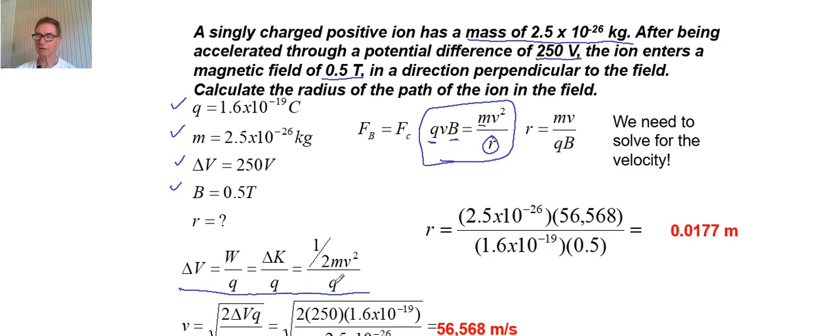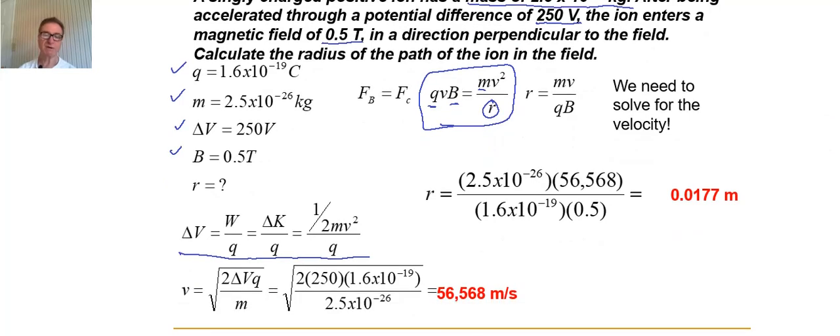I'm going to have to scroll the screen down a little bit here, since it wouldn't all fit on the screen. So we can figure out the velocity simply by plugging in the values. We rearrange this equation up here to solve for V. V is equal to the square root of 2 times the voltage times Q divided by M. We plug in the values and we get a velocity of 56,568 meters per second.